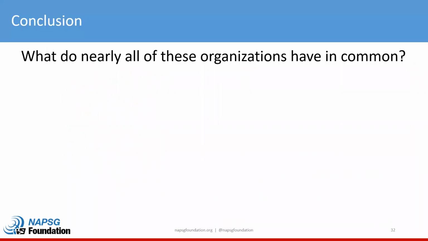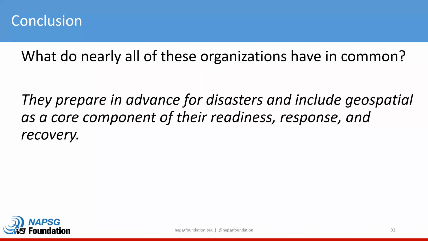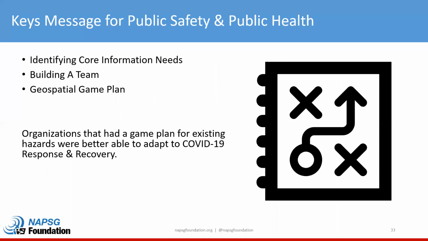So in conclusion, before we get into what I think you can do, let's just stop and say, what do nearly all of these organizations have in common? And I wish I could just ask you and get some answers, but I'll just tell you, they prepare in advance for disasters. They include geospatial as a core component of their readiness, response, and recovery. That sounds really simple, but there's a process, right? Identify your core information needs, build your team, and have a geospatial game plan and work together. The teams that were able to have a game plan for existing hazards were better able to adapt to COVID-19 response and continue into recovery.